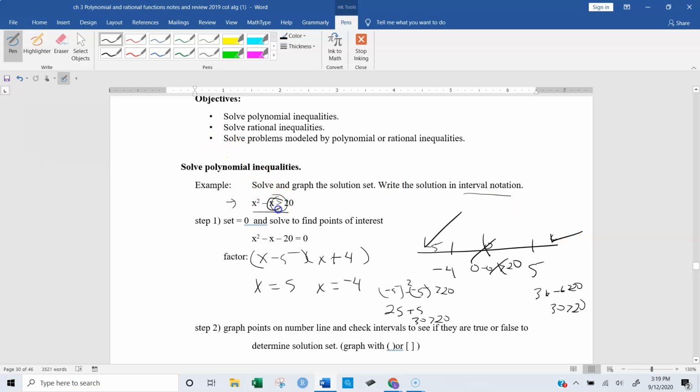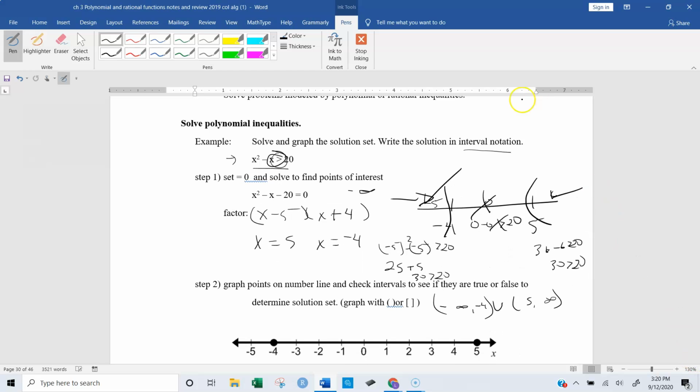All right, this symbol here, which is greater than only, tells me that I cannot have an equal sign. So remember, that's our parentheses. So it's a parenthesis at the negative 4 and the 5. So when we write this, it's going from negative infinity to negative 4, union with 5 to positive infinity. And that's your answer.